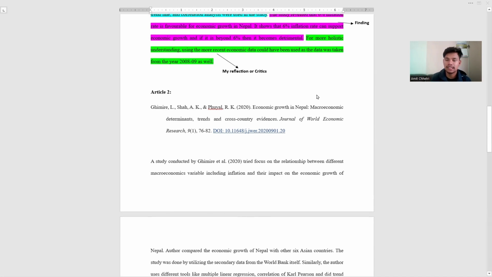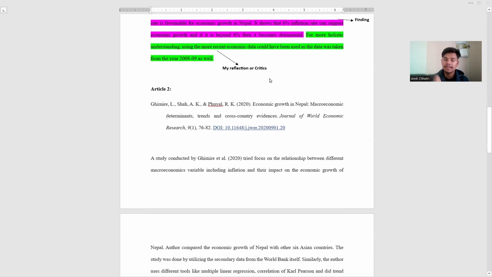And then at the last, in the green section, we have written about my reflection or my critiques after reading this paper. So if you look here, the article has used the data of 2008 and 2009. So it is very old data. So I have written that more recent economic data could have been used for a holistic understanding.